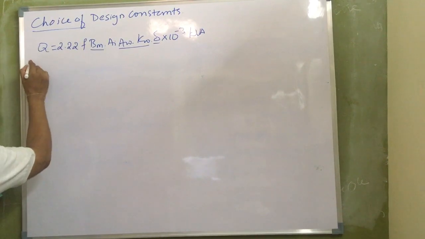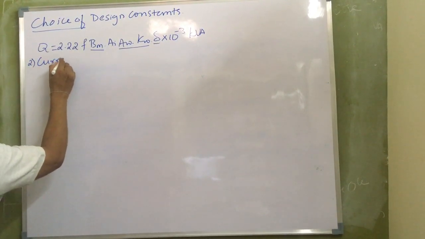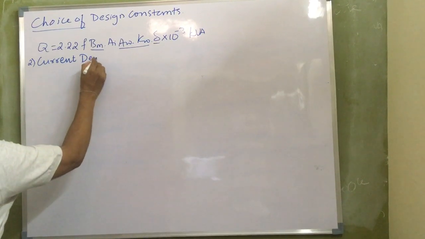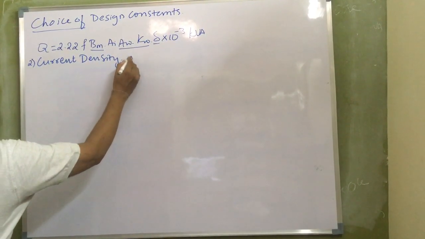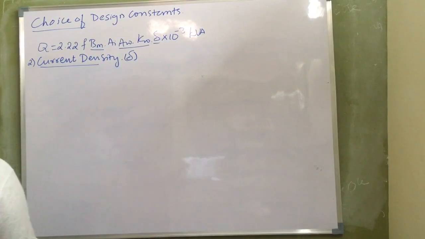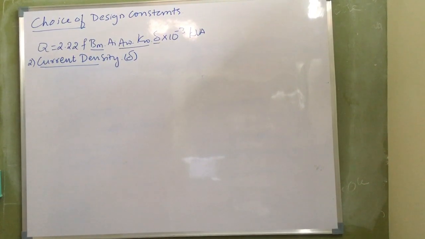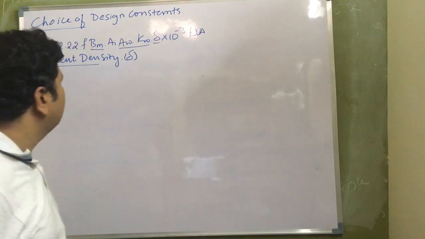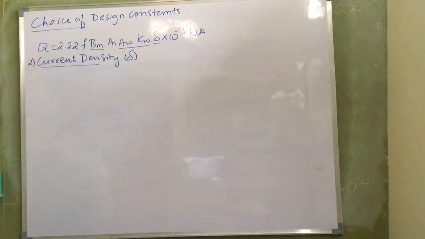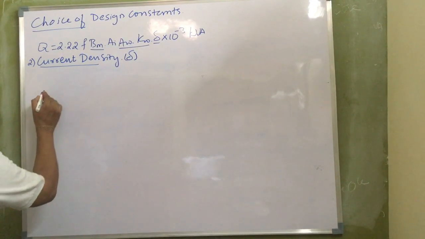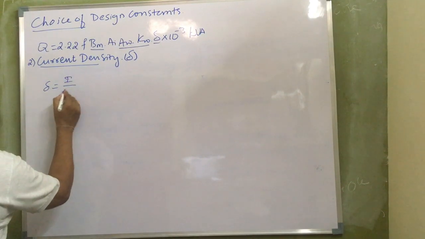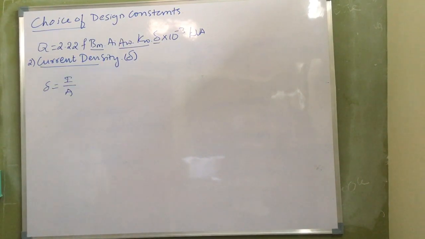Second point is current density, delta. Okay, so how to choose current density? Because it is very much clear. Current density delta is equal to current divided by area of conductor.